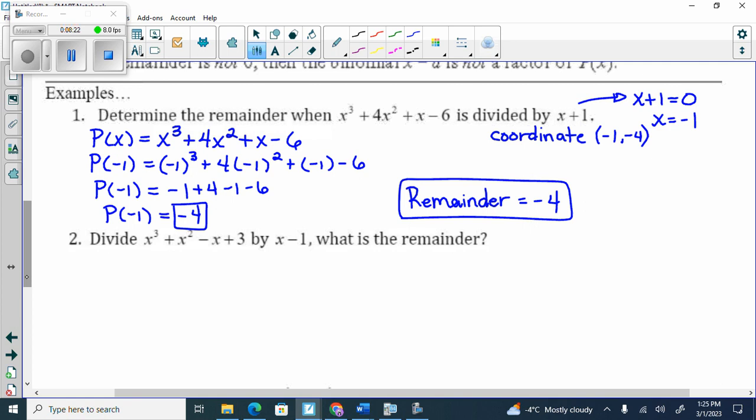So this one here says, divide x cubed plus x squared minus x plus 3 by x minus 1. What is the remainder? Cool. Here's my possible factor. x minus 1 equals 0. I get x equals 1. And I do p of x again.